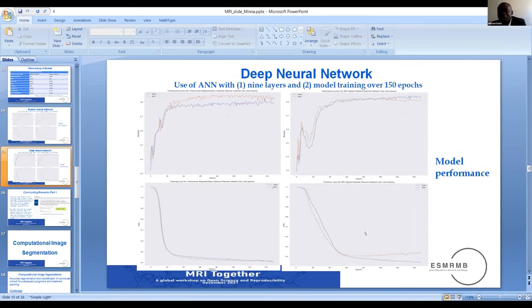So our deep neural network is an artificial neural network consisting of 9 layers. The model training was done over 150 epochs. And we saw that using 9 layers actually helped in improving the model accuracy. Based on the illustration here, if we increase the number of layers, our classifier performed much better.